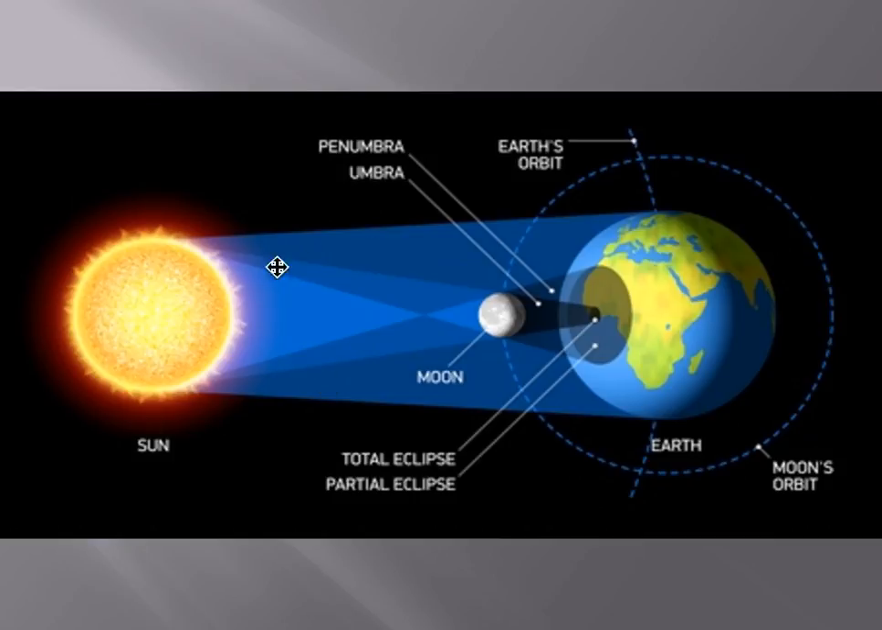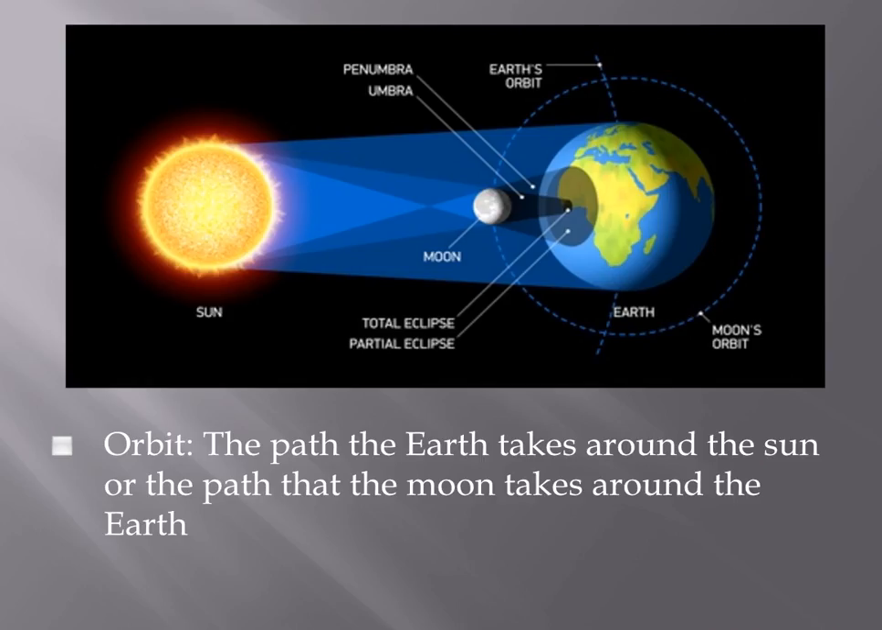In this diagram here, you can see the penumbra and the umbra, and it shows you where the moon orbits around the earth. Wherever the umbra passes the earth, you have a total eclipse, and wherever just the penumbra passes, that's where you get the partial eclipse. So the orbit is the path the earth takes around the sun, or the path that the moon takes around the earth.